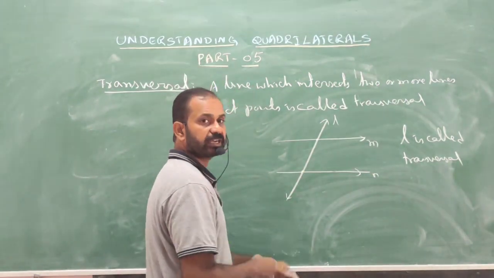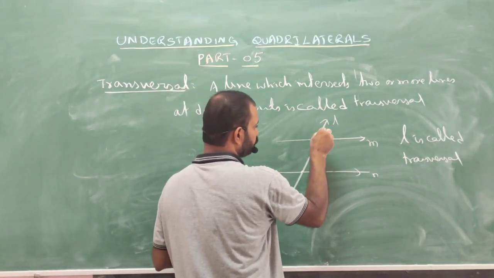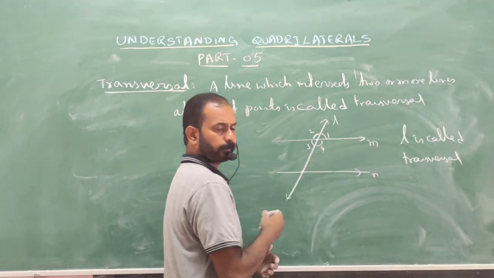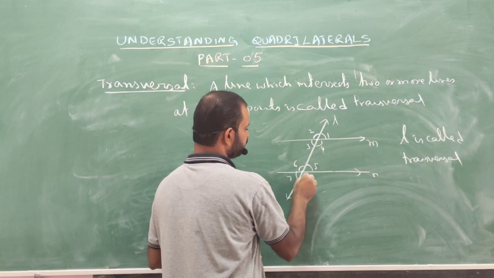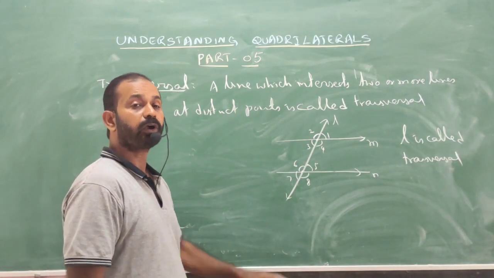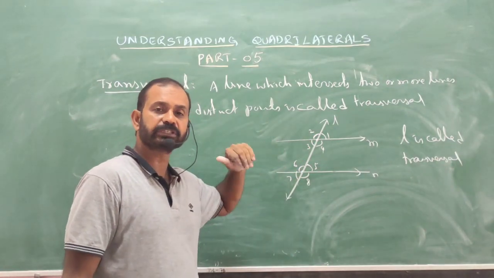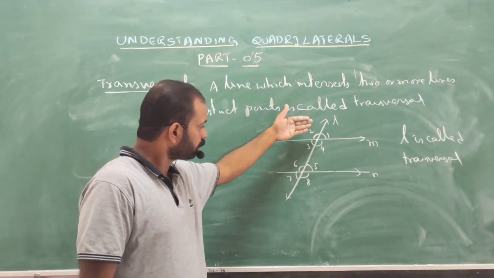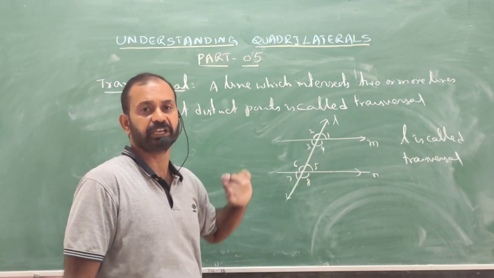Now, for that, you should know what the angles are. Let me start: 1, 2, 3, 4, 5, 6, 7, 8. Now, in this, what are the corresponding angles? What are the vertically opposite angles? What are the interior angles? What are the exterior angles? We all have to have knowledge of that.